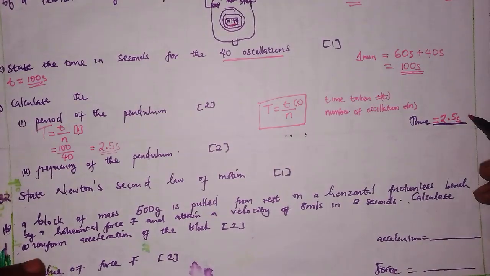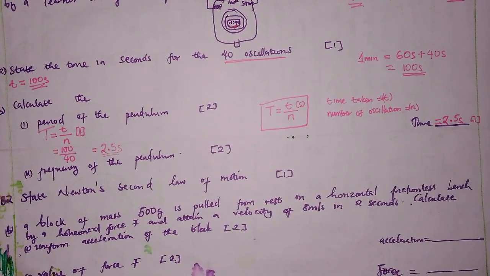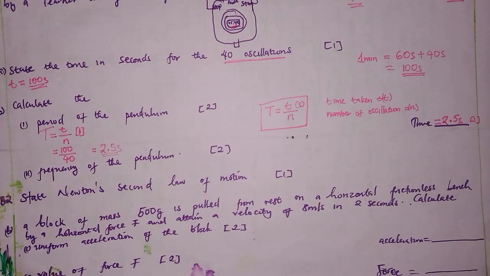Then the other mark is for the answer. So that's why you should make sure you write the formula first. Then the next question is saying calculate the frequency of the pendulum.